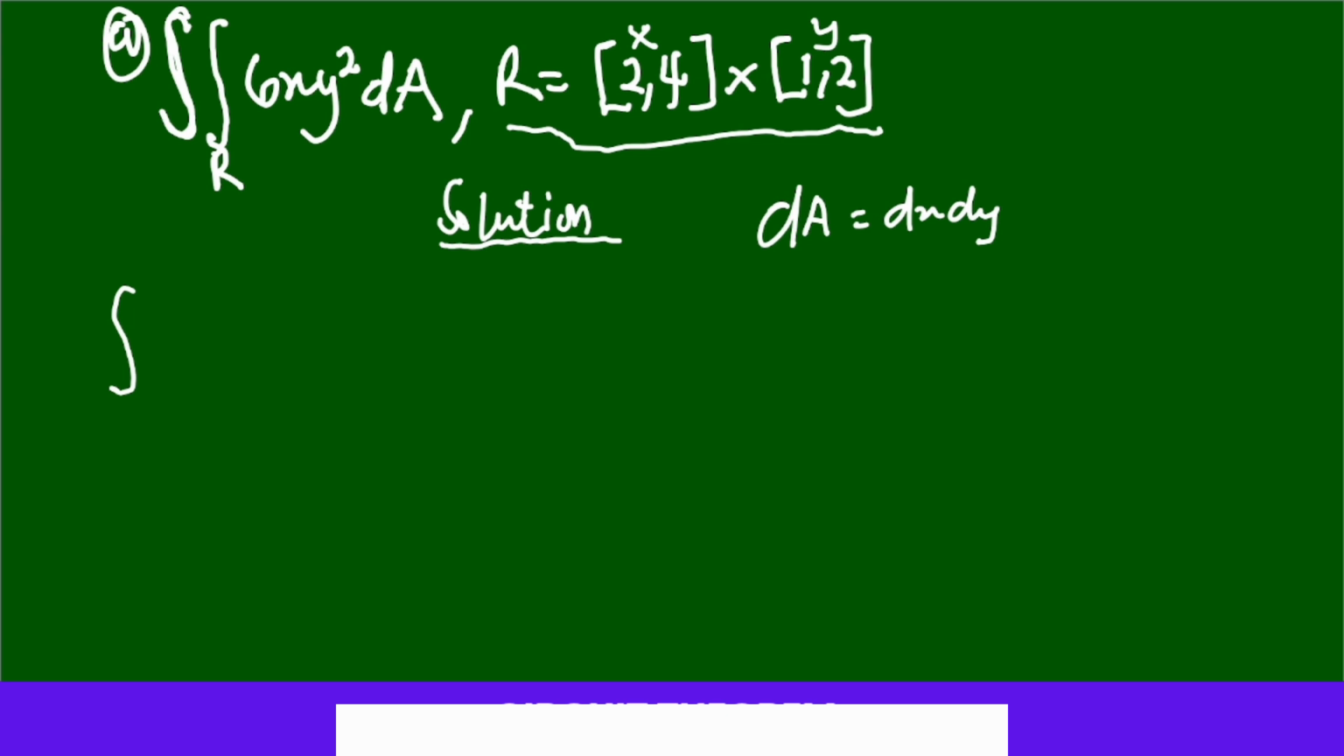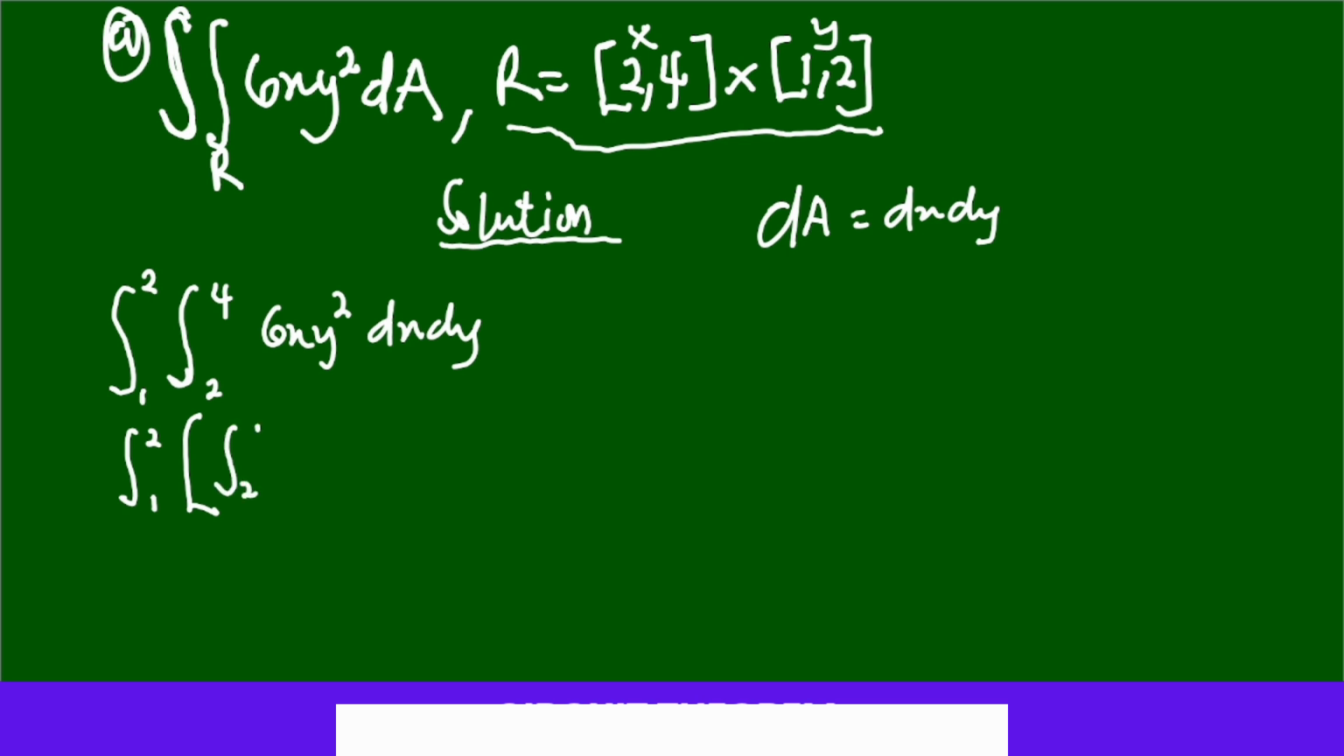So I'm going to take the y values here, that is 1 to 2. Now take the x values here, that is 2 to 4. And I'll write my function, and instead of dA, I write dx dy. Okay, so when it happens this way, I can write my integration as the integral of 2 to 4 of 6xy squared dx, closing the bracket, integrated by dy.